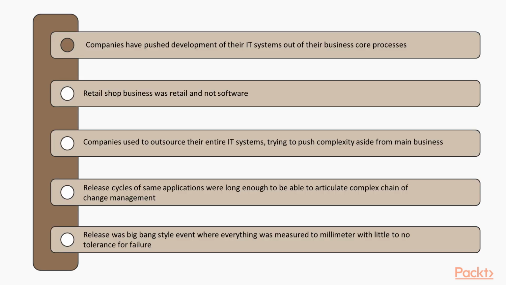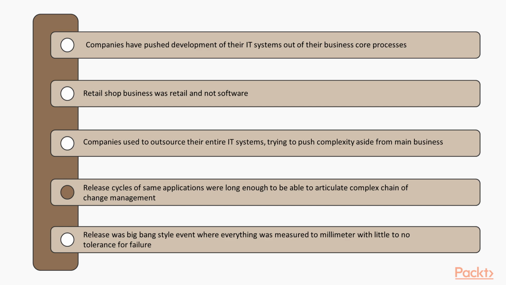Through the years, companies have pushed the development of their IT systems out of their business core processes. Retail shop business was retail and not software, but reality has kicked in very quickly with companies such as Amazon or Alibaba, which can partially attribute their success to keeping their IT systems in the core of the business. A few years ago, companies used to outsource their entire IT systems, trying to push the complexity aside from the main business in the same way that companies outsource the maintenance of the offices where they are.